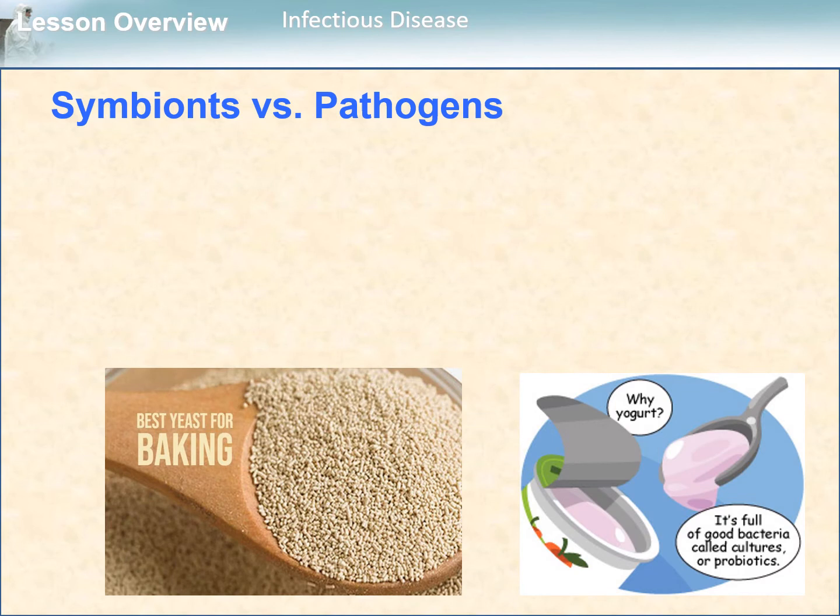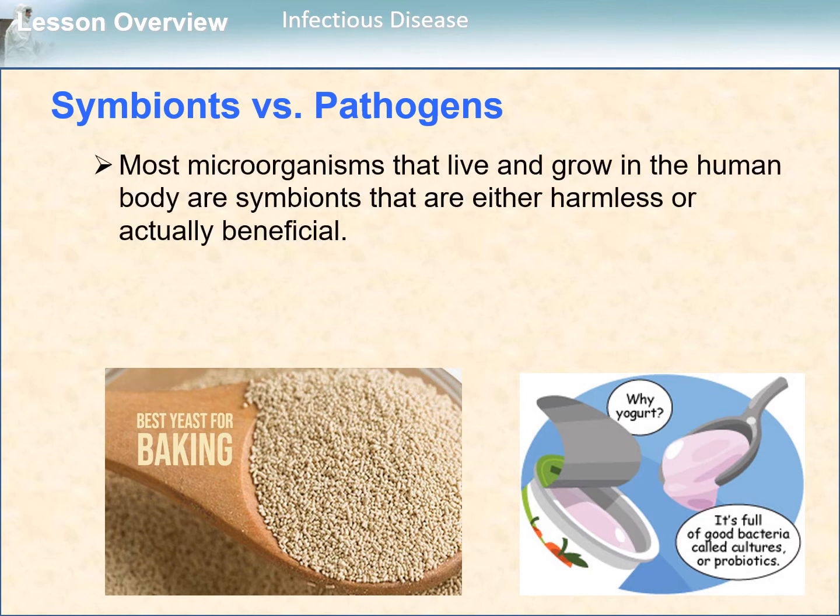Let's move on now to the comparison between symbionts and pathogens. Well, I guess pathogens you are very much familiar with, so let's start with symbionts. What are they? They are microorganisms that live and grow in the human body, and they're called symbionts, that are either harmless or actually beneficial. Examples of these are yeast and bacteria. Yeast and bacteria may grow in the mouth and throat without causing trouble. Bacteria in the large intestine as well may help with digestion and produce vitamins.